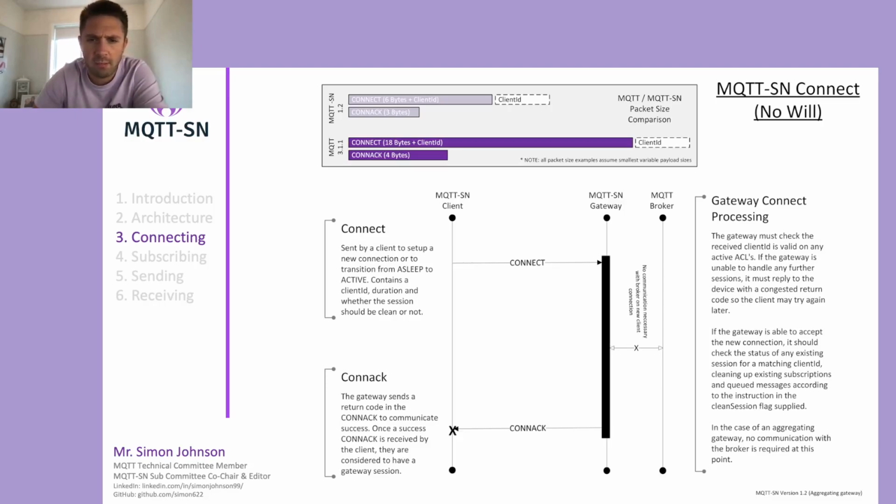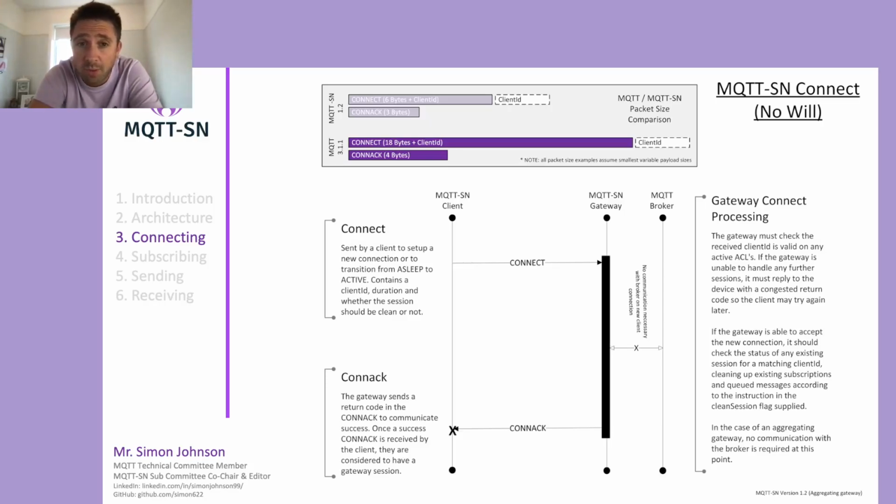So in front now you see I've brought up a sequence diagram that outlines the connect operation, and you can see it's quite a simple operation. This is the no-will version, which is the simple version. What we're saying is that the client is simply going to ask the gateway if it can start a new session with it, and the gateway is going to say either yes or no.